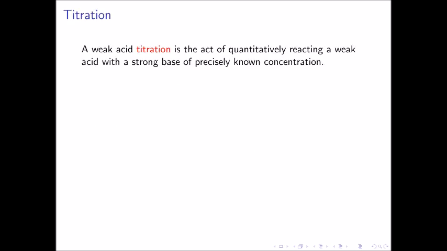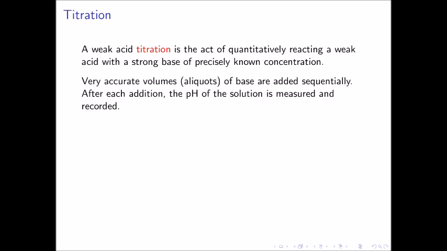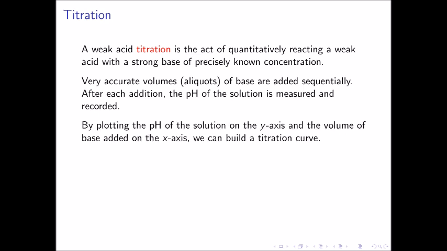A weak acid titration is when we quantitatively react a weak acid with a strong base of precisely known concentration. We add very accurate volumes, or aliquots, of the base, and these are added sequentially. After each addition, the pH of the solution is measured and recorded. By plotting the pH of the solution on the y-axis and the volume of the base added on the x-axis, we can build what is called a titration curve.